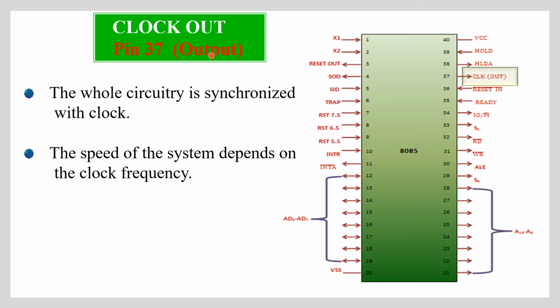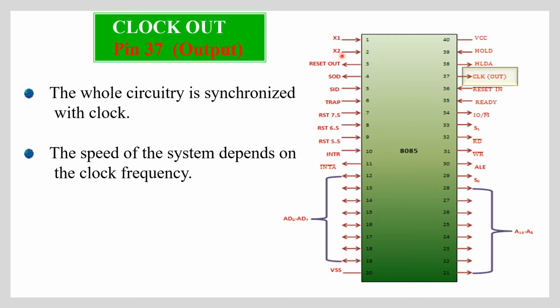The clock out, pin number 37, is an output. It is related to X1 and X2. As we saw earlier, here we connect a crystal which gives the clock to the internal circuitry of the microprocessor. Clock out is nothing but square wave pulses, right? This clock out is given to the peripheral devices. The whole circuitry is synchronized with the clock. The speed of the system depends on the clock frequency.